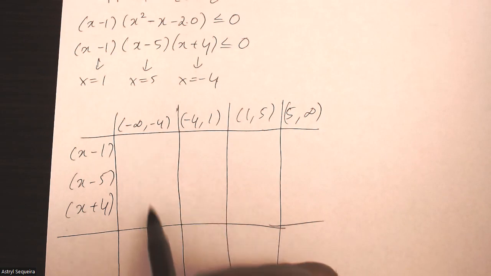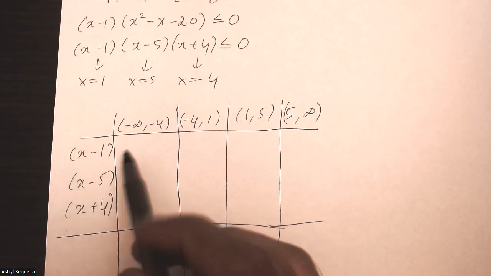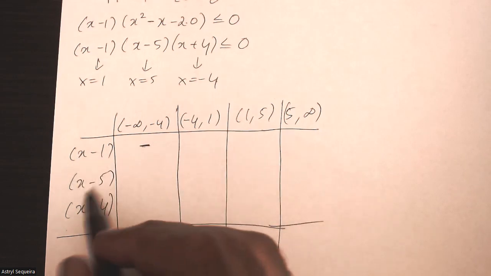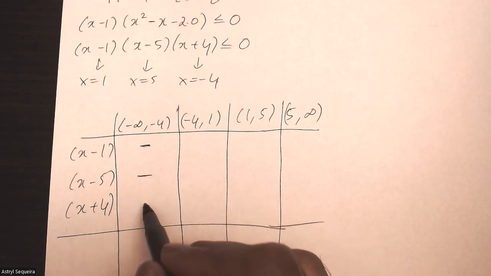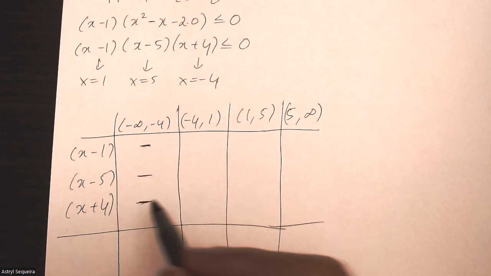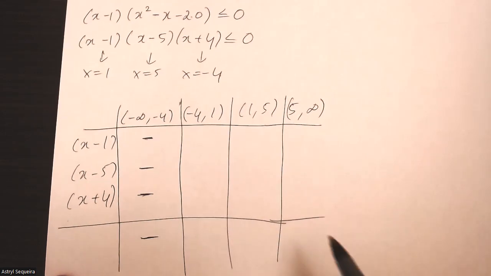Let's start with testing this first column over here. I'll pick -5 as a value between these two. -5 minus 1 is -6. -5 minus 5 is -10. -5 plus 4 is -1. So three negatives stay as a negative.